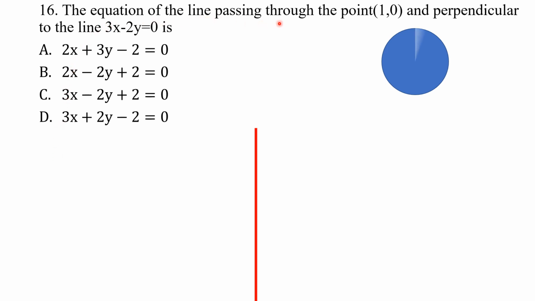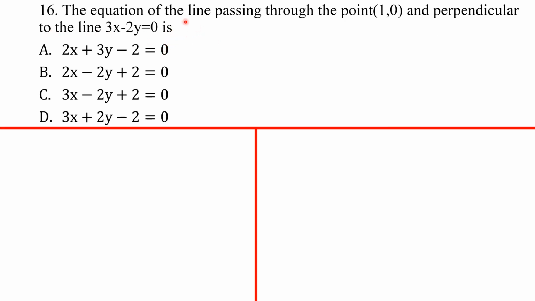The equation of the line passing through the point 1, 0 and perpendicular to the line... okay guys, so we need to define the equation of this line, but we have just the point on the line and then another line that this line is perpendicular to. So of course our equation of the line is y minus y1 equals m into x minus x1. What are y1 and x1? They are just the coordinates of a point on the line, so the x coordinate is 1 and the y coordinate is 0. So plug them in here.